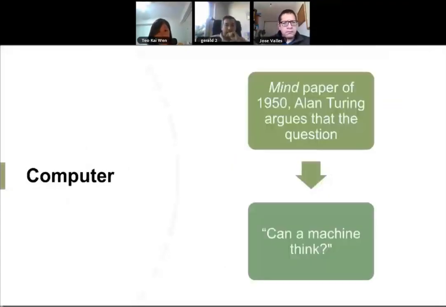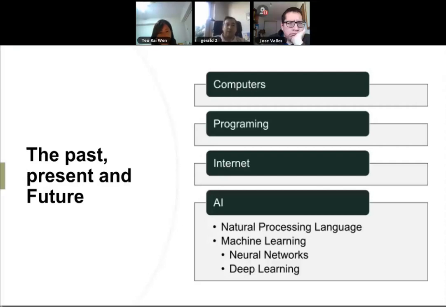Okay. Now, where did this come from? We can say that computers came from the first talks and the Mind paper of 1950 from Alan Turing. He argues the question: can a machine think? And 6 years after this question came from Alan Turing in this paper, the term was coined at the Dartmouth conference in 1956, and artificial intelligence was born. That was the first time many researchers started to talk about artificial intelligence.